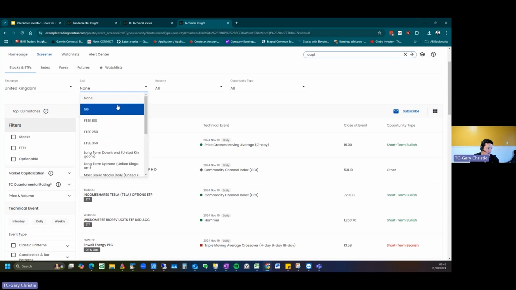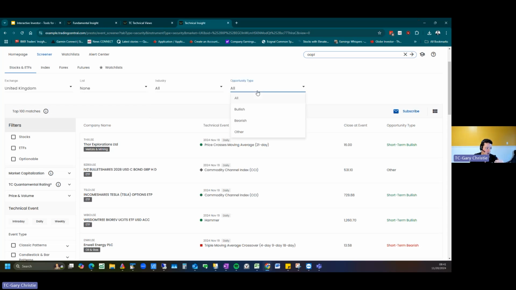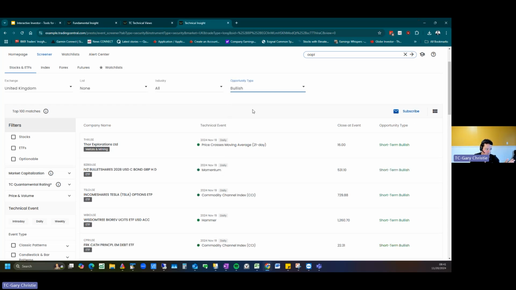I'll keep it open today, and I can also go by industry or sector as well. If I have a bias towards any specific sector, I can go all bullish or bearish. Right, so let's just do bullish for fun here. And as I'm clicking things, it's updating in real time, right, with ideas.